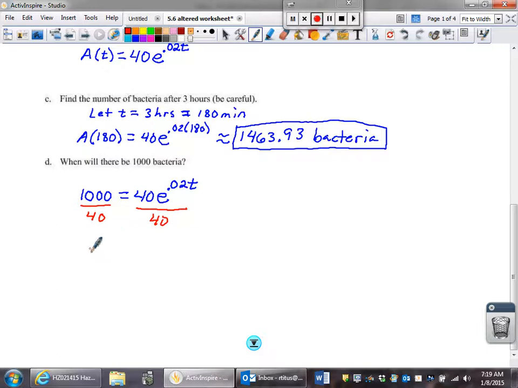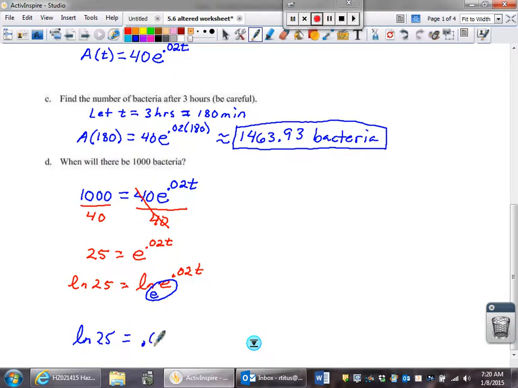When you divide by 40, you get 25. The right side, the 40s cancel, and you get e raised to the 0.02t. We're going to go ahead and take the natural log of both sides. And I'm going to change colors here again, to remind you that the natural log has a base of e, and since these match, the answer is 0.02t on the right side. So the natural log of 25 is equal to 0.02t.